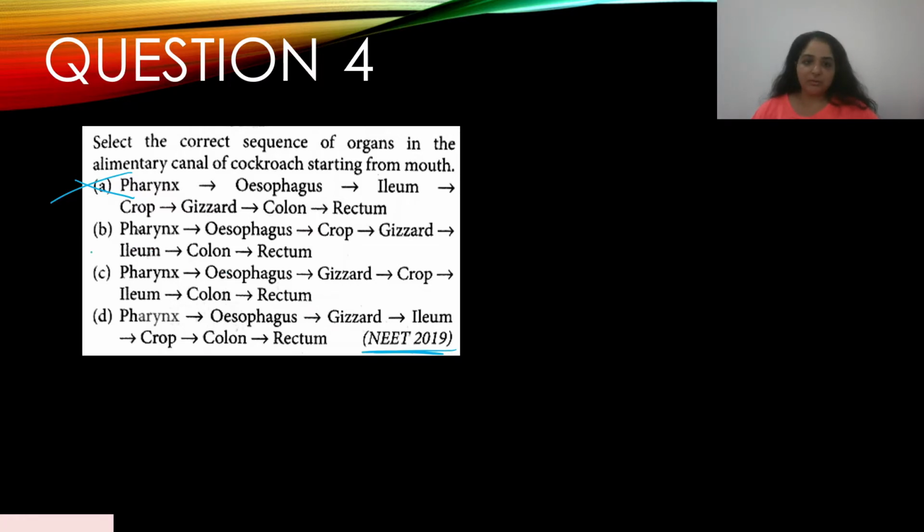Crop, yes, crop comes before gizzard, so B could be right. Pharynx, esophagus, gizzard, crop, no. Pharynx, esophagus, gizzard, ileum, no. So the appropriate answer over here is B.